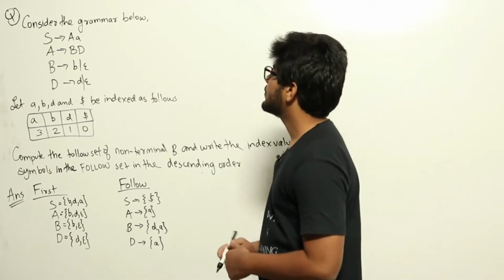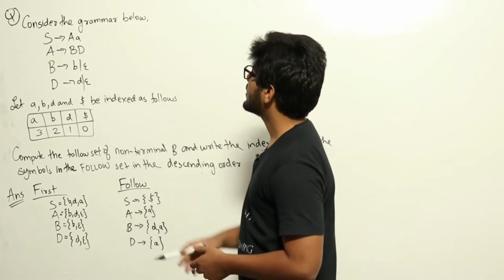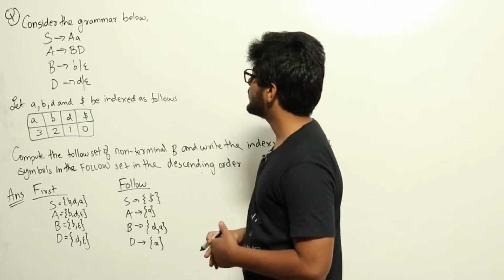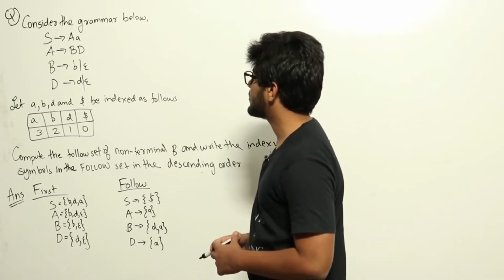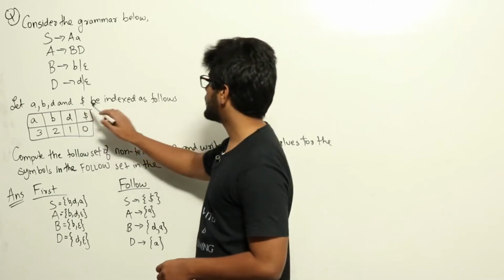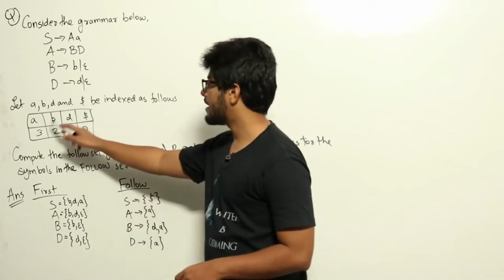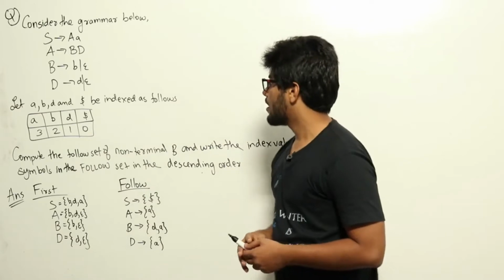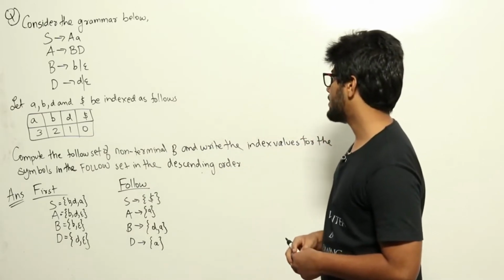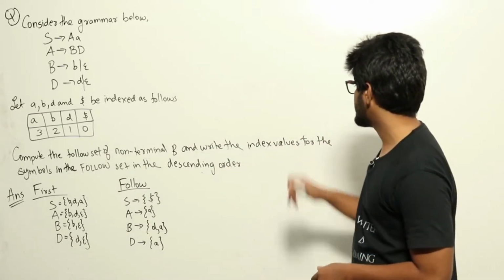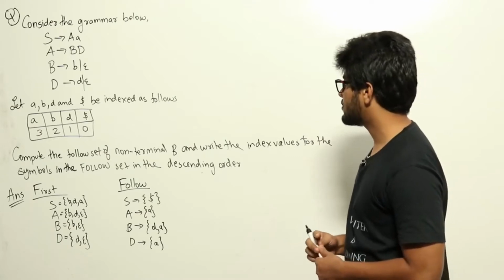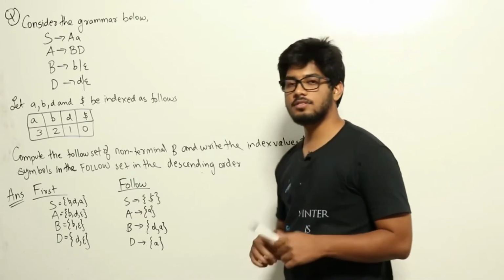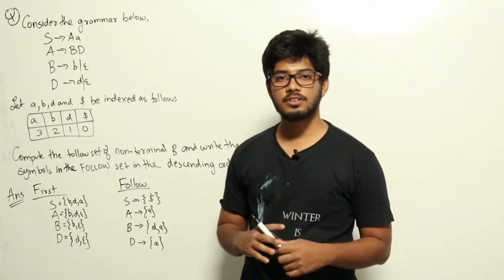Consider the grammar below. S gives A, A gives B D, B gives b or epsilon, D gives d or epsilon. Let a, b, d and dollar be indexed as follows. a has index 3, b is 2, d is 1 and dollar has index 0. Compute the follow set of non-terminal B and write the index values for the symbols in the follow set in descending order. So this is a question from compiler design regarding first and follow.